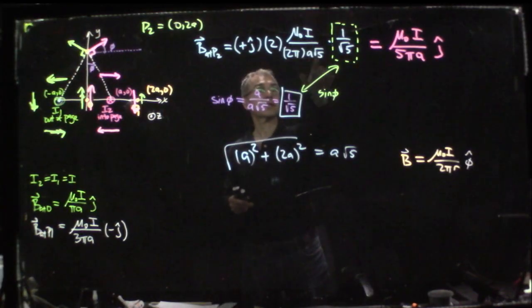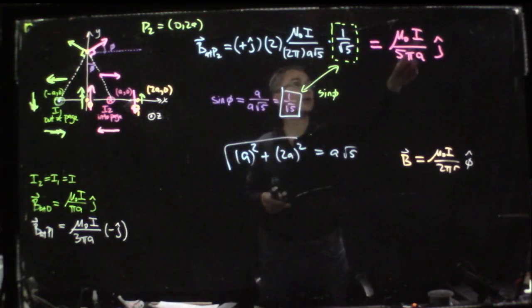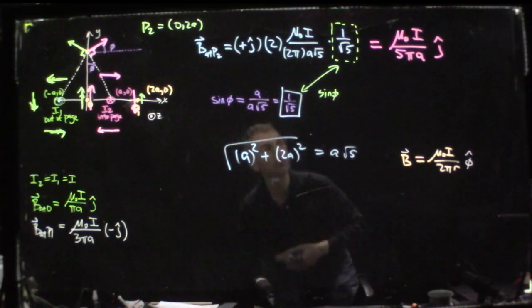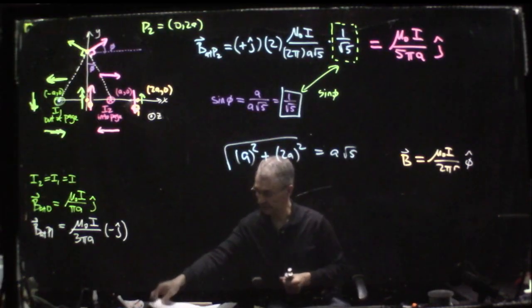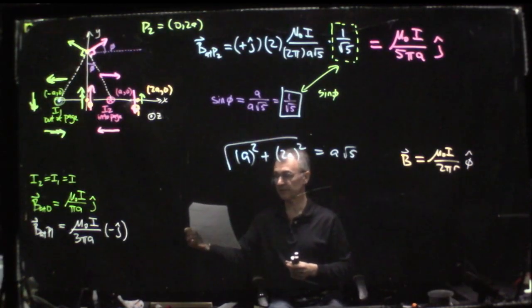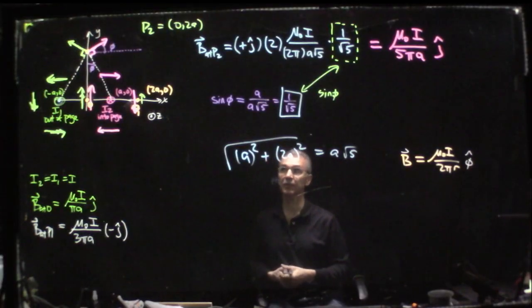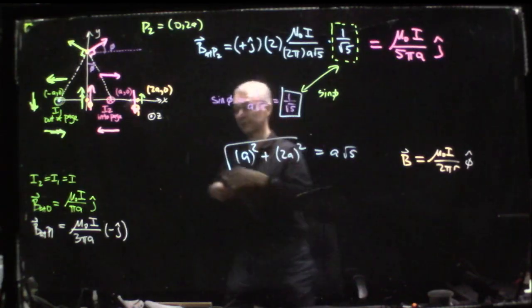Does that make sense? Mu naught I, 5 downstairs, pi a has the right units, mu naught I over blah blah r. Yeah, I think that looks good. Let's compare to what I got earlier. Mu naught I, j hat over 5 pi a. Good. Okay, so the tricky part there was basically adding the vectors.